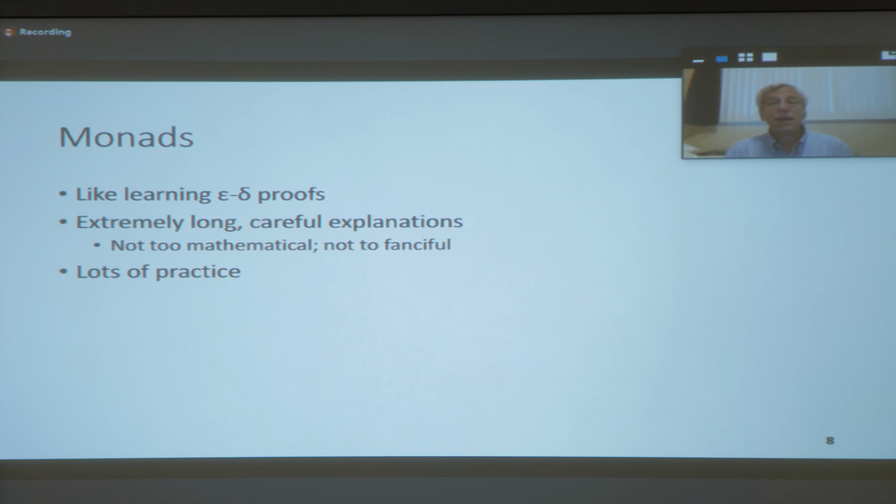And there again, the way that I attacked them was not to explain them in the most concise way and not to explain them with analogies, but instead to take what would have been a 20-minute explanation and turn it into a 2-hour explanation, very carefully, questions and answers, not too mathematical, not too fanciful, and lots of practice. And when we did that, I think students picked it up. Students did understand what I was doing. I'm kind of proud of that part of the course.